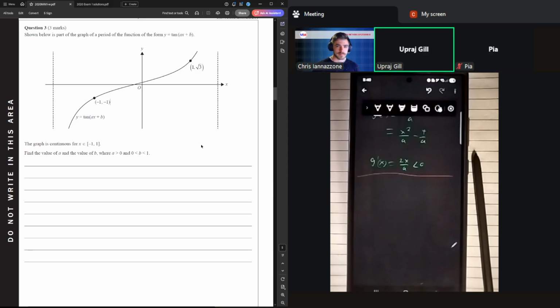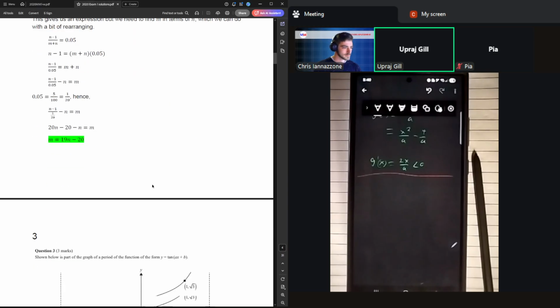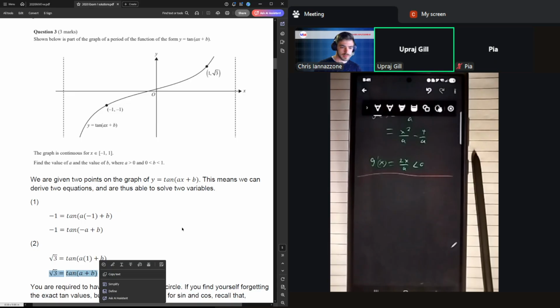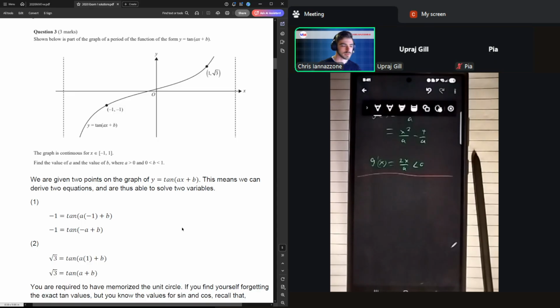Chris, could you show what equation we want to set up in this? Yeah, okay. Well, the equations are going to come from the points. So you have your y equals tan(ax plus b). Shove in those 2 points. These are going to be your 2 equations. Did you have those, or did you want to see where to go from here? No, I had these ones. I just want to see what to do next. Cool.